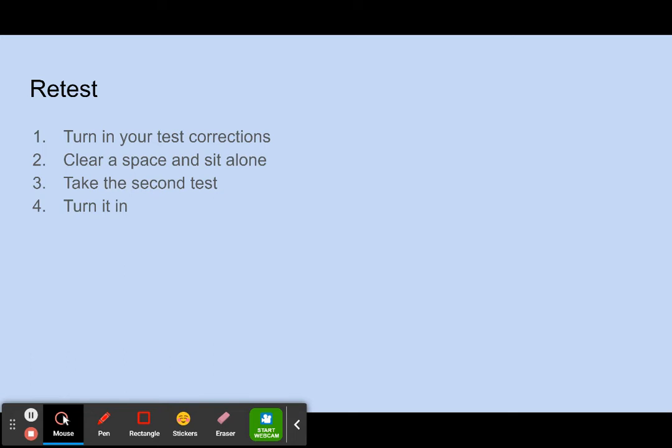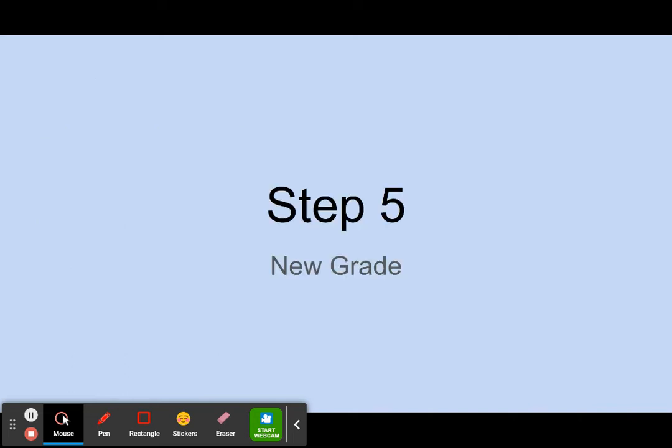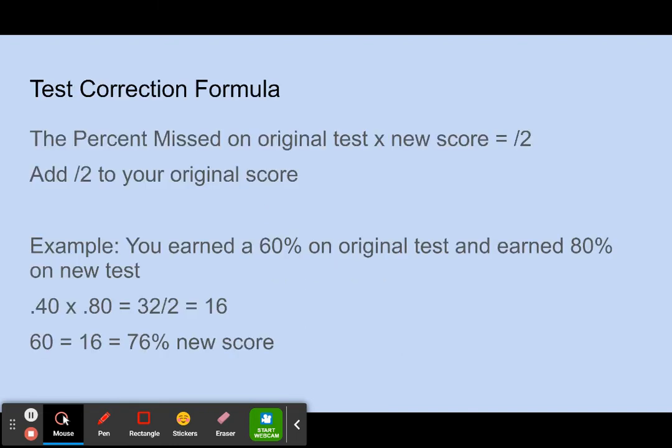You are not allowed to use notes. You cannot have your phone. I should still have your phone at this time. And you take the test. It is not a long test. It should not take more than probably 10 minutes. When you're finished, you're going to turn that test correction into me, and I've already started the calculations.